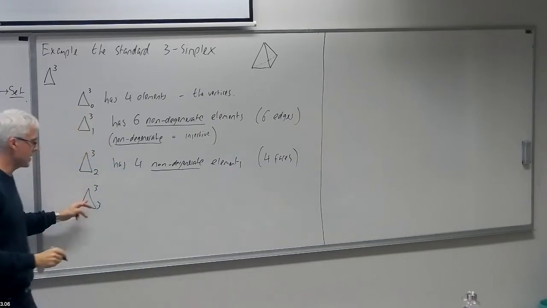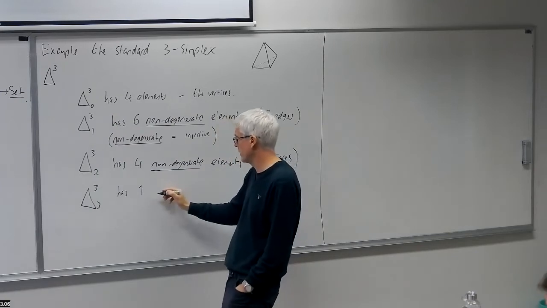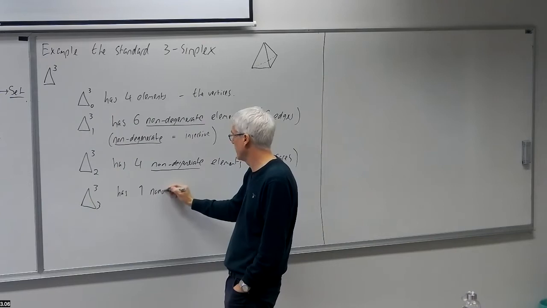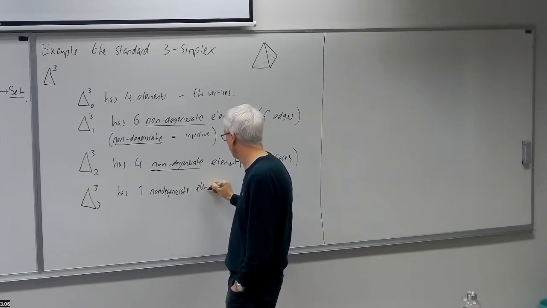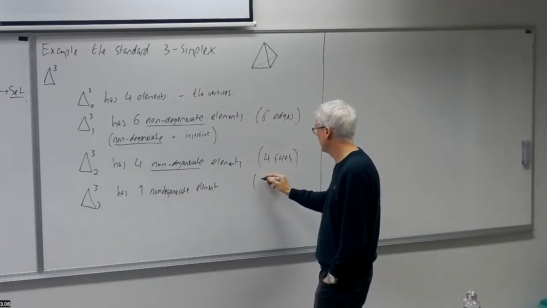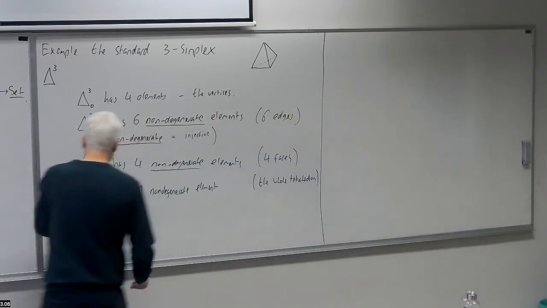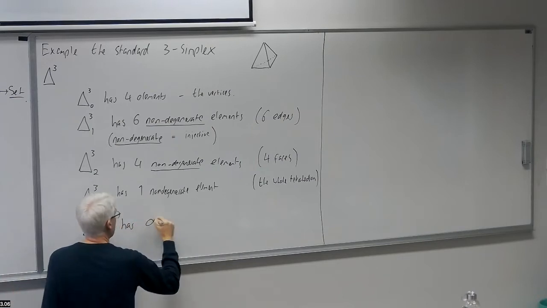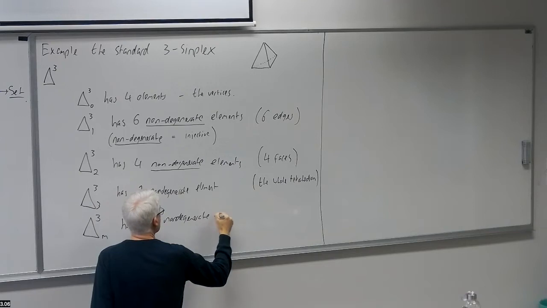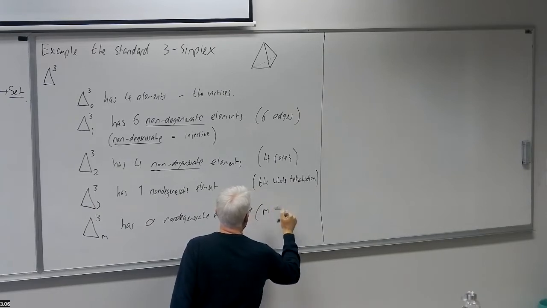We look at the 3 simplices in the 3 simplex. There's only one of them. The identity function is the only order preserving injective function, so it has one non-degenerate element. So that's the whole tetrahedron. And if we go further up, we have no non-degenerate elements, but plenty of degenerate elements. So delta 3 sub m has 0 non-degenerate elements if m is greater than n.